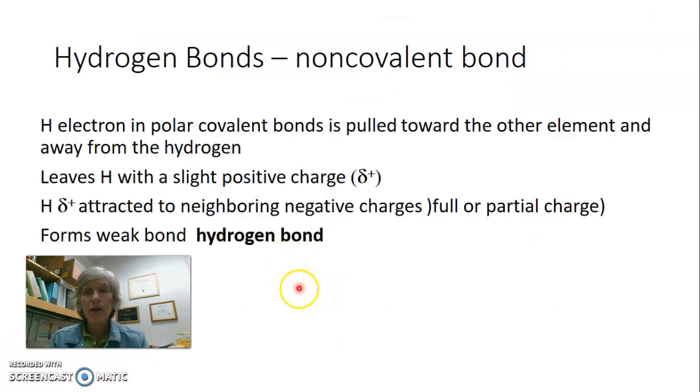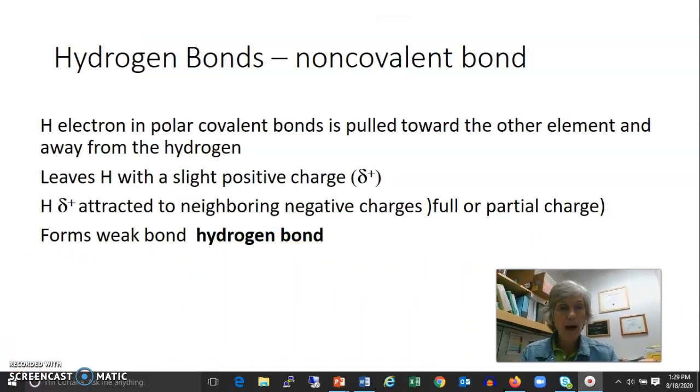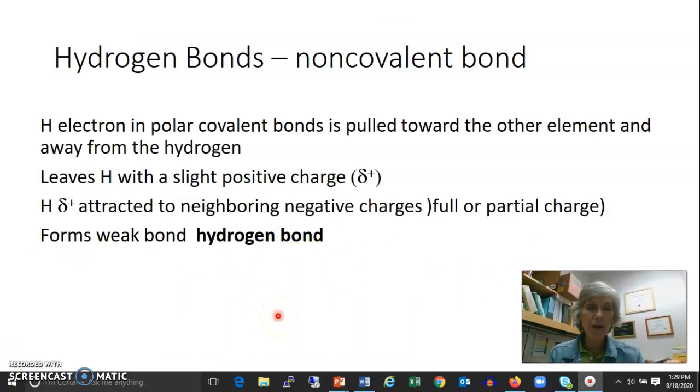All right, so that leads us into hydrogen bonds. Hydrogen bonds are a non-covalent bond. So non means not covalent, not due to sharing of electrons, but simply due to the attraction of these charges. For a hydrogen bond to happen, that hydrogen first has to be in a polar covalent bond, period. Once it's in a polar covalent bond, it'll have a net positive charge. That net positive charge will be attractive to other negative charges, and it'll want to interact with them.